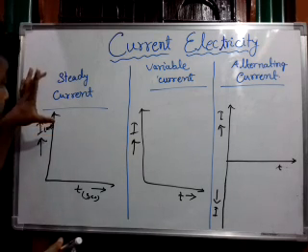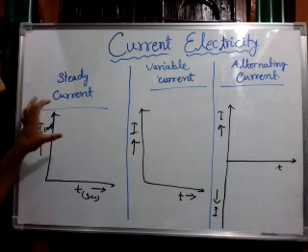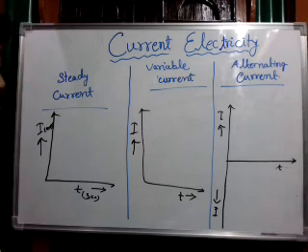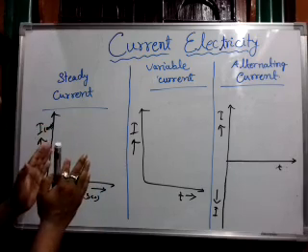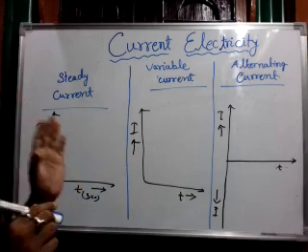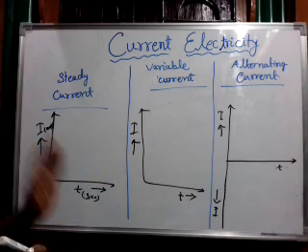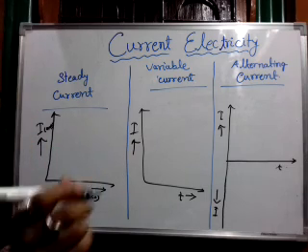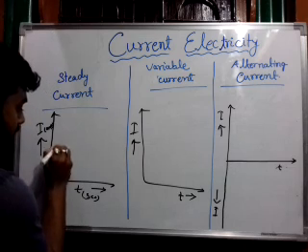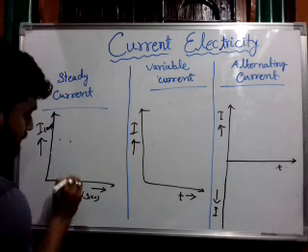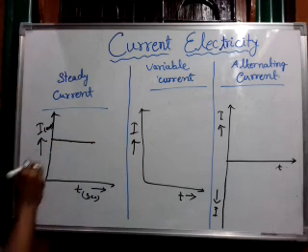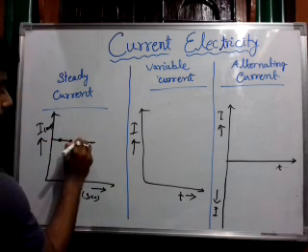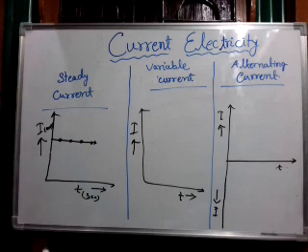At any instant of time, if the magnitude of current and direction of current remain the same, then it is called a steady current. Suppose as time t passes, the magnitude is the same and the direction also remains the same. That's why it is called a steady current.